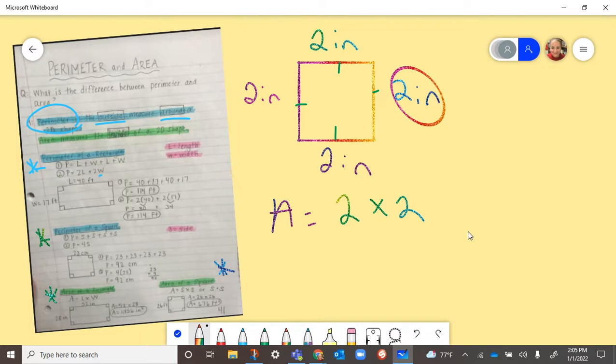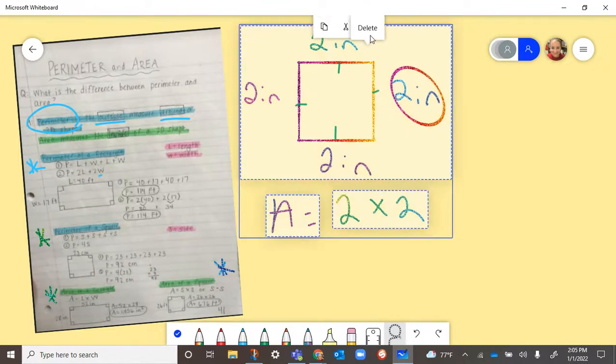So this is going back, and this is a review of 3rd and 4th grade. This is kind of the basics of what I need you to know, and we're going to build upon this. So let me know if you have any questions, but I hope this helps give a good review of what you learned in 3rd grade with perimeter and area.